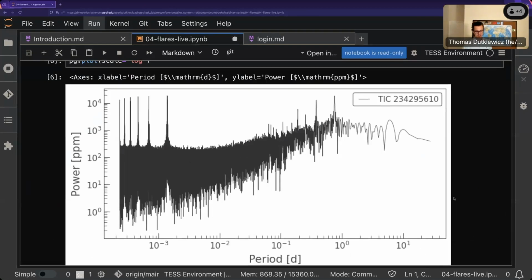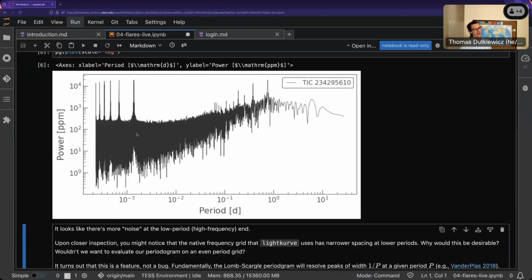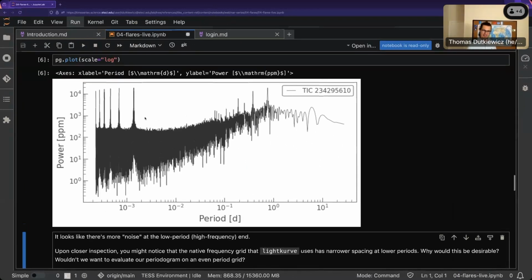And maybe the first thing that you notice is that the left side of this graph, at the low period, high frequency end of things, it looks kind of noisy or just busy in general, right? What is this? There's this thickness here of the graph versus over here on the right, where it's one single line. The basic reasoning for this is that it's trying to save computational space. So at the low period, high frequency end, we need more points. We need a finer frequency grid to evaluate this on.